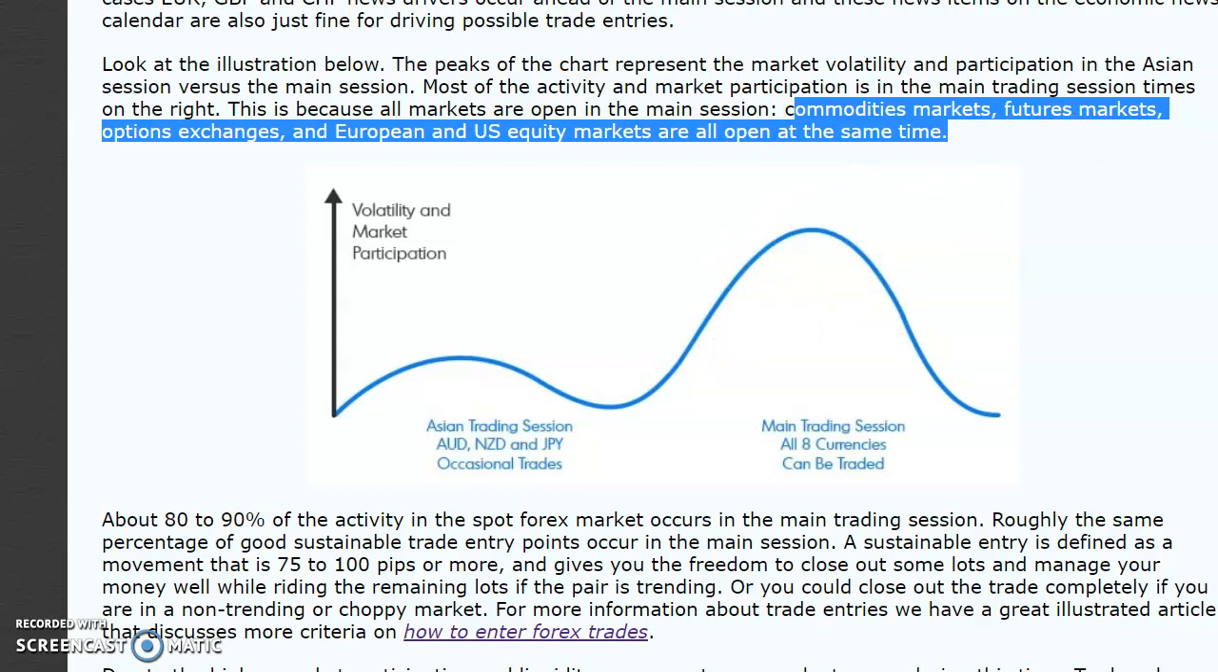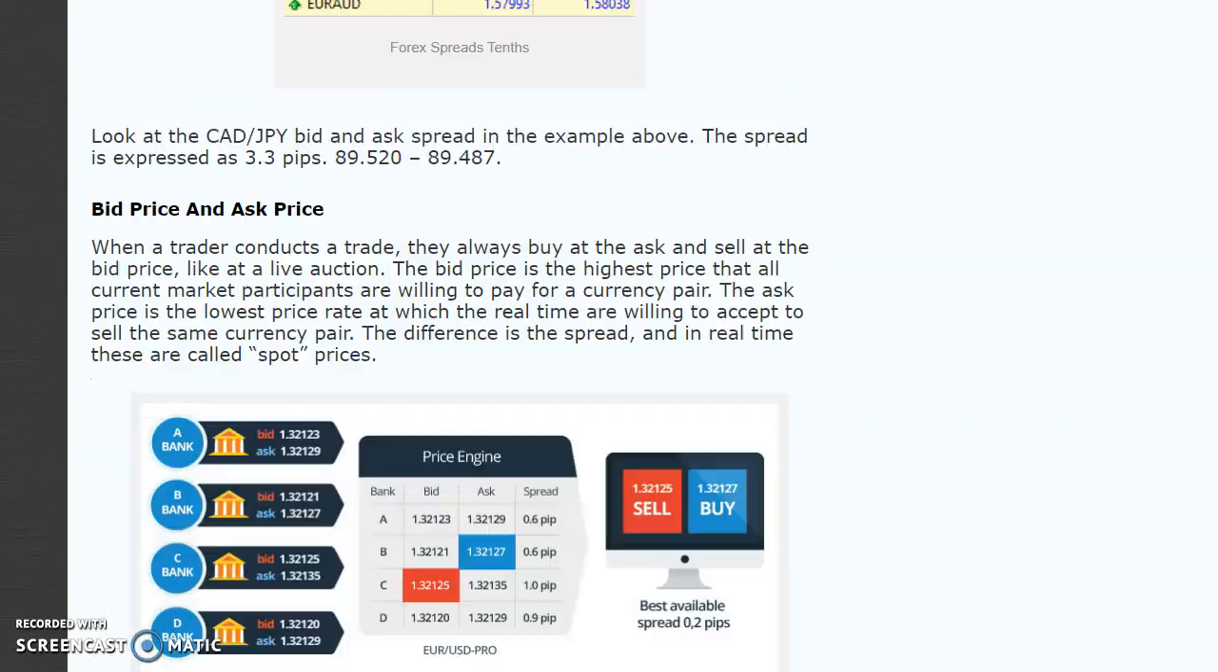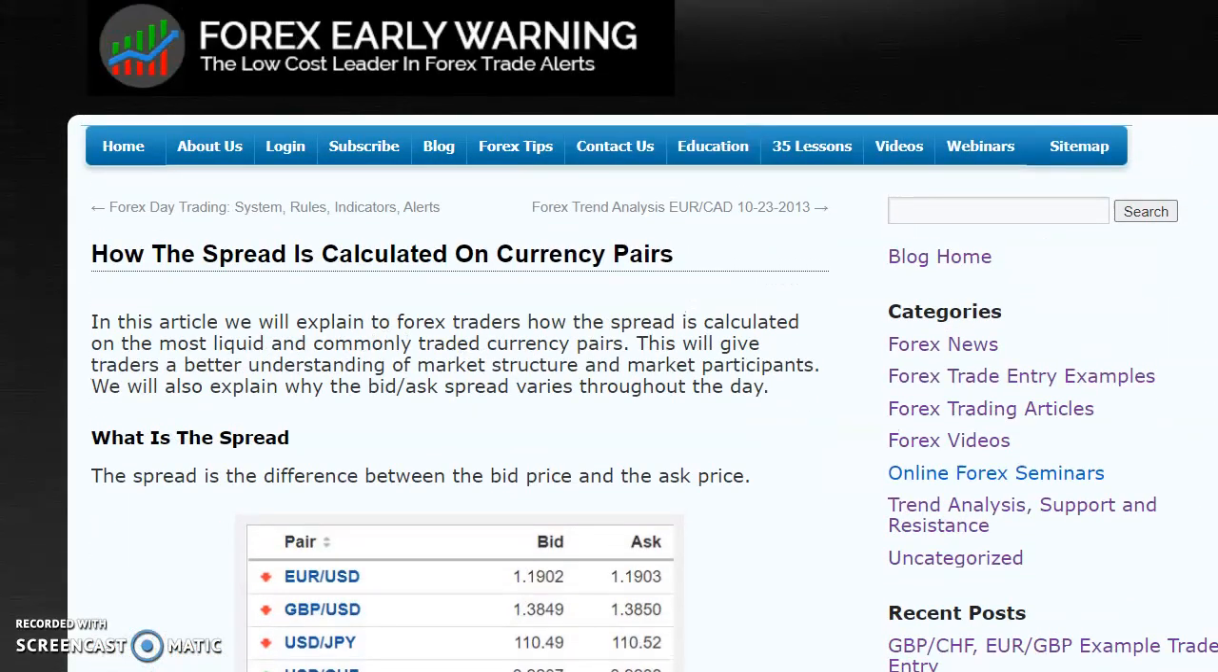So when you see the spread change throughout the day, there's 2 reasons. One of them is the liquidity of the pair, and number 2 is time of day if you're operating outside the main trading session. So this is how the spread is created throughout the day, and this is why the spread varies.